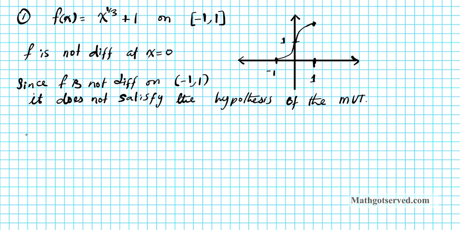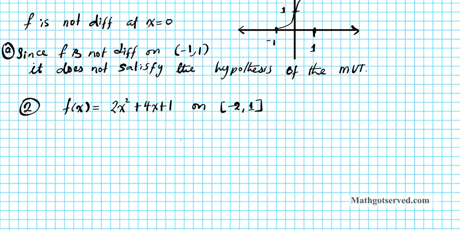All right, let's shift our attention to number 2. This is part A, we did. What if we had the function f of x is equal to 2x squared plus 4x plus 1 on the interval from -2 to 1? Okay? All right, so let's do part A, the hypothesis component.